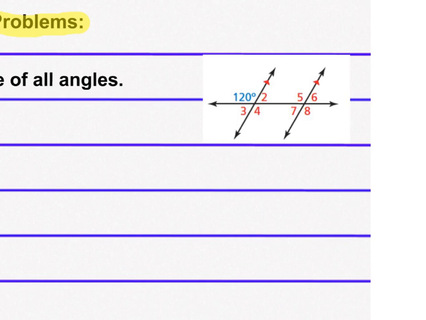I might start with angle 4. Angle 4 is vertical to 120, so I can look back at my notes. Vertical is congruent. I can see right here that the 120 and the 2, that's a linear pair, so they should be supplementary, adding up to 180. 180 minus 120, I get 60. So angle 2 is 60. Angle 3 is also 60 because they are vertical. So I'm always getting those two sizes.